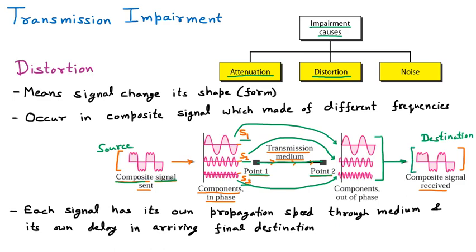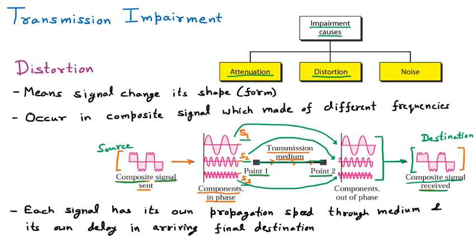So this composite signal which is received at the destination has a different shape, and this is called the distortion. So we can say that whenever the signals are combined together, meaning composite signals are there, then we are having distortion, and distortion means changing the shape or form. And why does this happen? Because these signals travel through a medium at their own speed and they are not reaching at a specific time. So when they are combined back, their shape changes. So this is called the distortion.